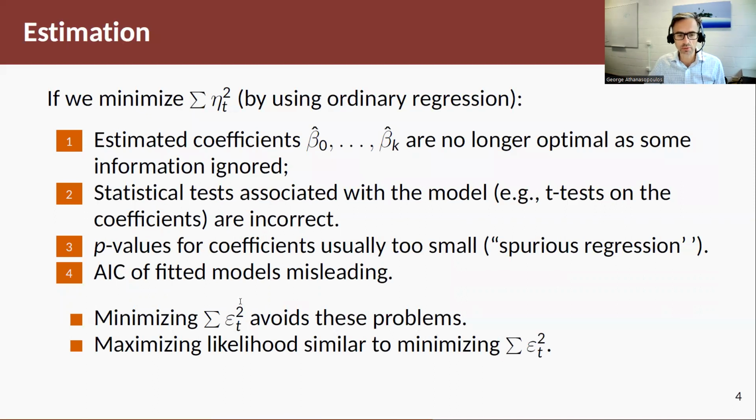Now, if instead we minimize the error process of the second equation, which is the white noise process, then we avoid these problems. In this book, we don't minimize sum of squared errors. We actually look at maximum likelihood estimation, which is similar to minimizing sum of squared errors. We won't get into the details of that.